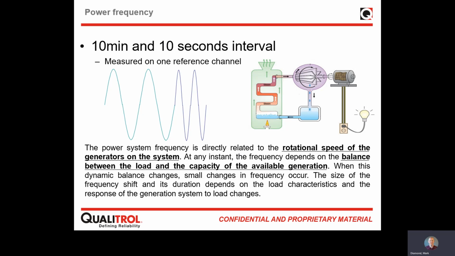There are lots of oscillations that can happen on the network where different parts of the network are generating different generating plants, and then load balancing and oscillations can occur which can cause damage to generating plants. So there are things that we're looking at here on power frequency.